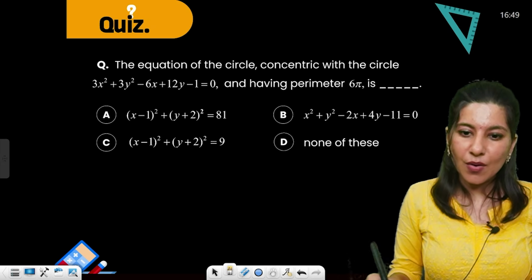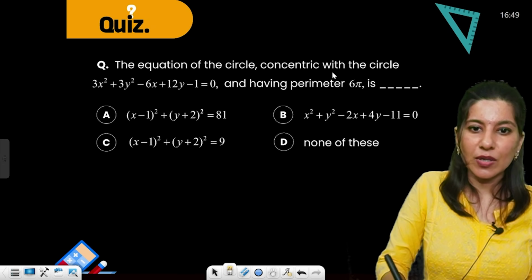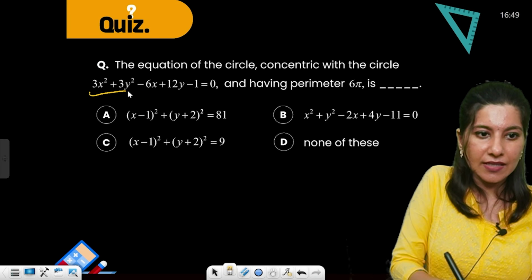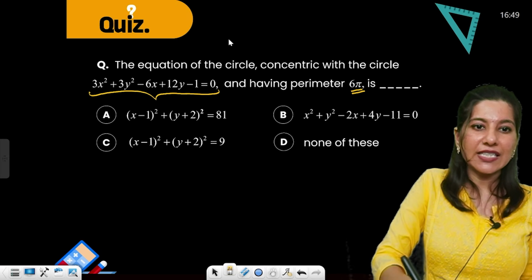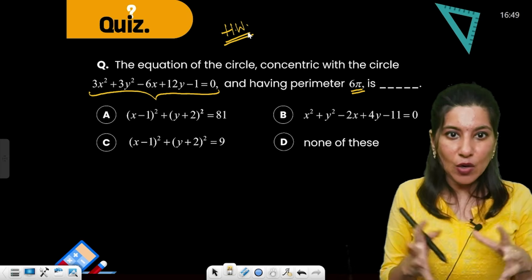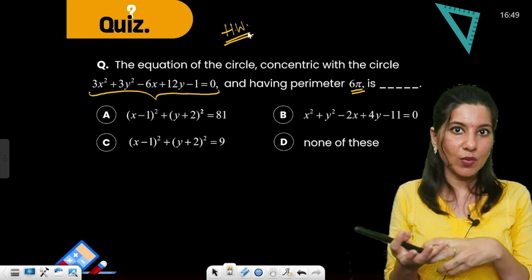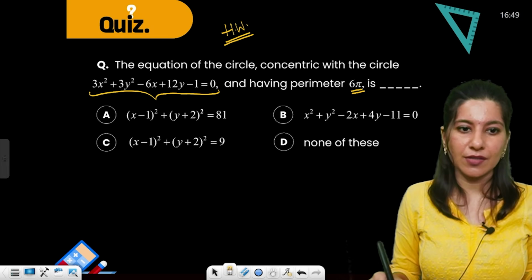Another question on your screen. The equation of the circle concentric with this circle, having perimeter 6 pi. Now this I will give you as a homework question, because it's the same concept, just another question from a similar concept. So you can solve it yourself.